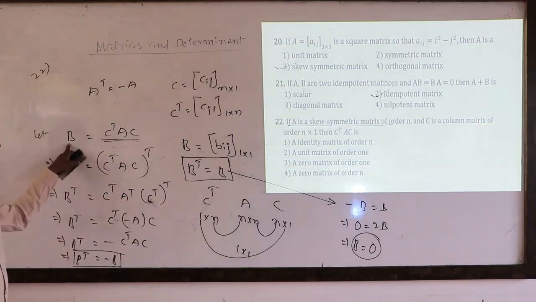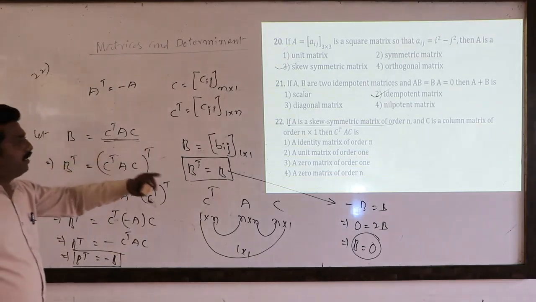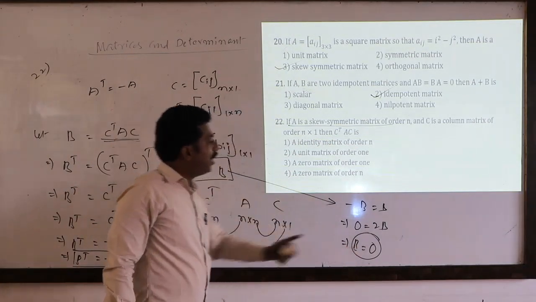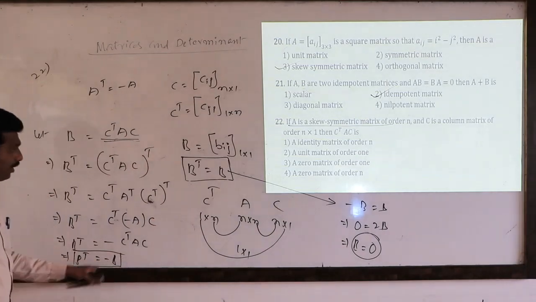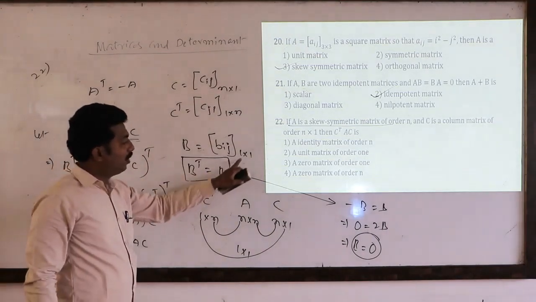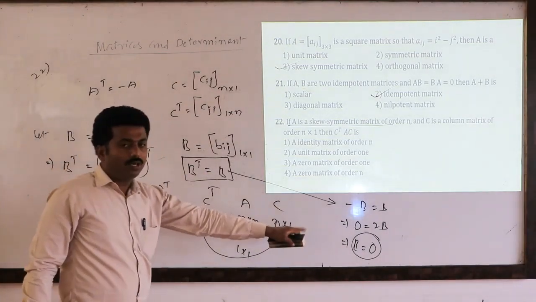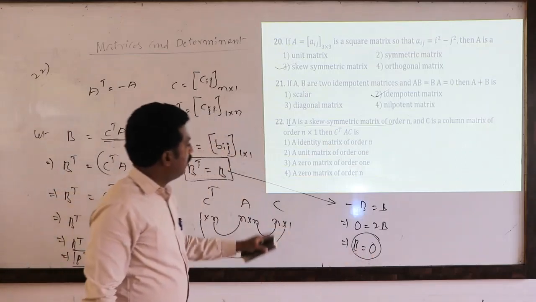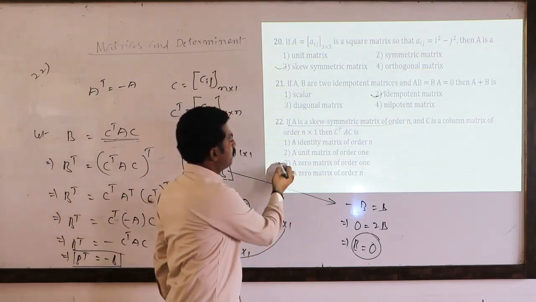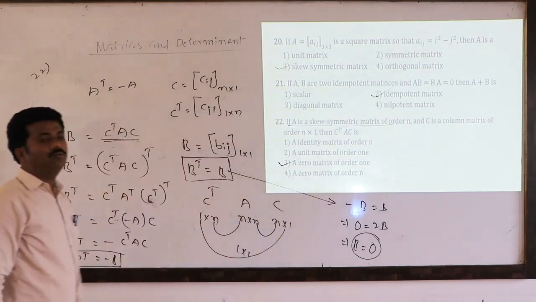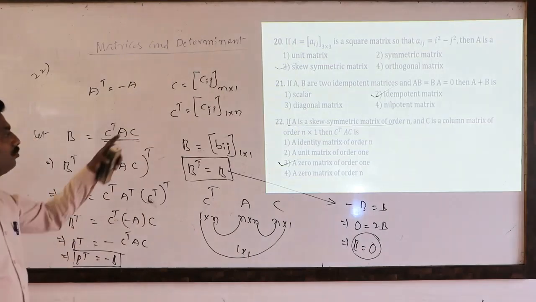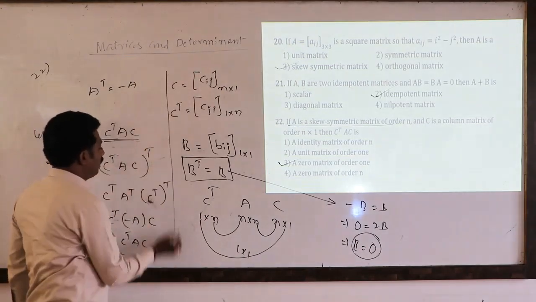What is B, our assumption? C transpose AC is a null matrix of order, what is the order? 1 by 1. B is nothing but 1 by 1. B is a null matrix of order 1, which means it is a 0 matrix of order 1 that we have to take. So this is the most important result you have to understand.